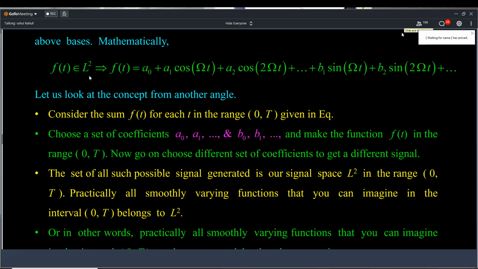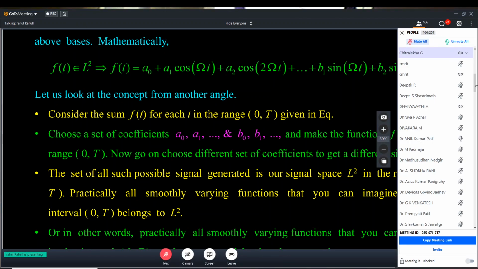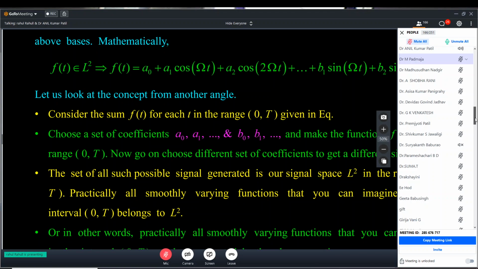Which belongs to L square, that is square integrable functions. It is a set of square integrable functions. So what is L2R? L2R is nothing but a set of square integrable functions. So what is Fourier series? Fourier series is applicable only to square integrable functions.